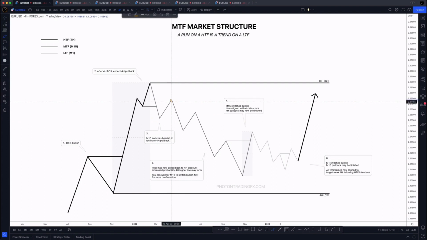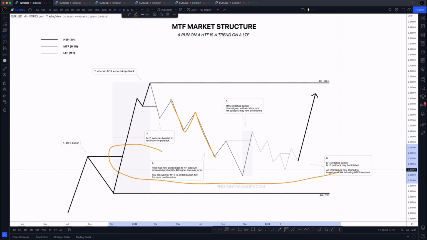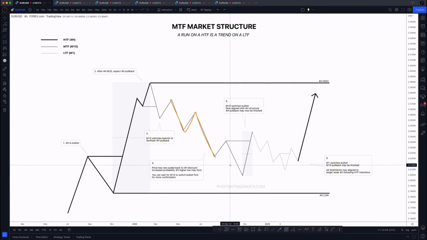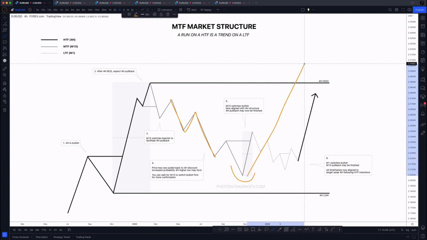Now, the lower that we get in this bearish M15 trend, we have to start thinking that we're now in the 4-hour discount, okay? This is the EQ of the 4-hour leg. We're now in the discount. Anywhere within that discount, there's a higher probability that the 4-hour higher low, the swing low, may form, right? And we'll be ready to then go on and continue the 4-hour trend and target that weak 4-hour high.